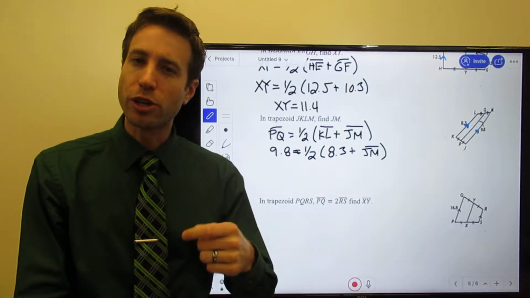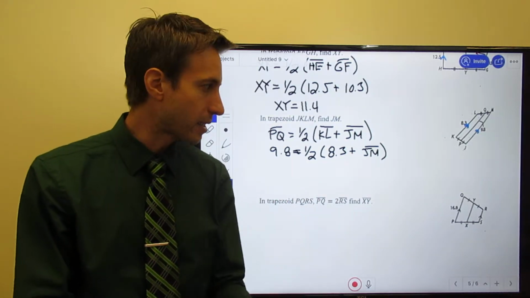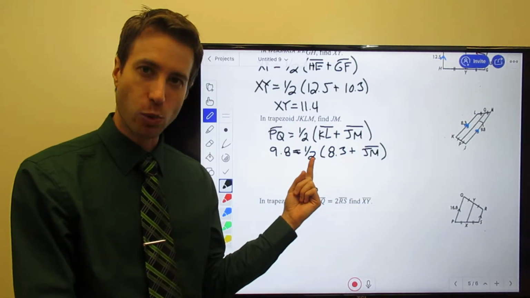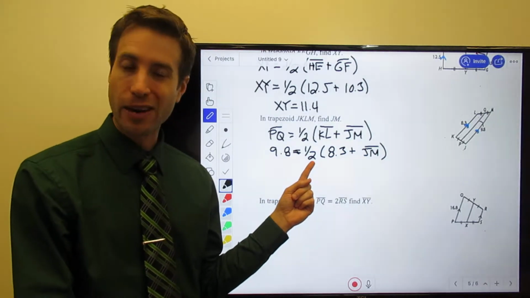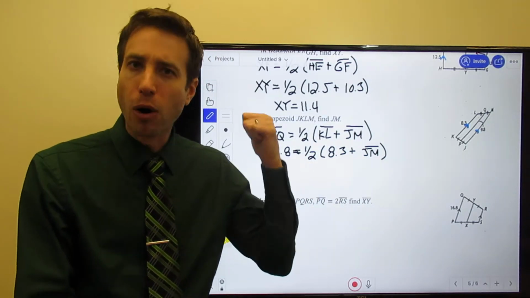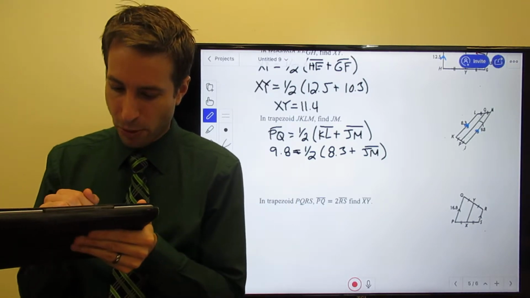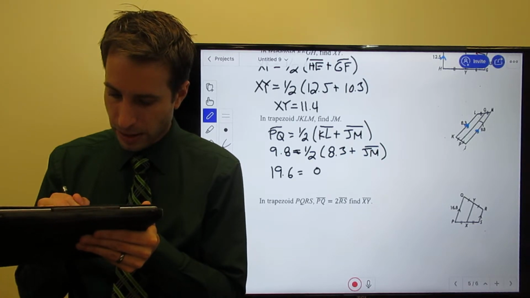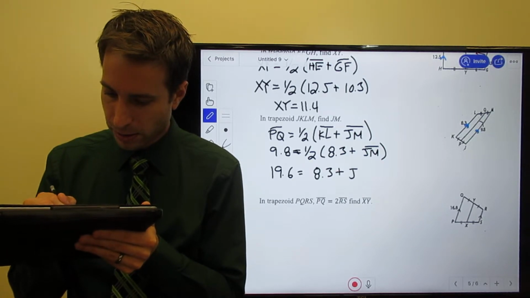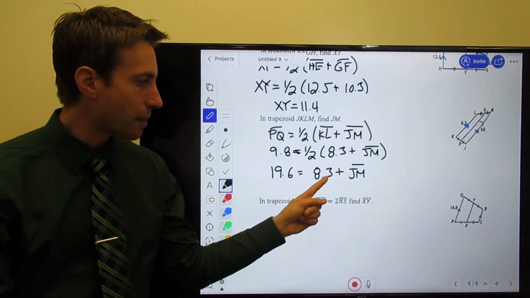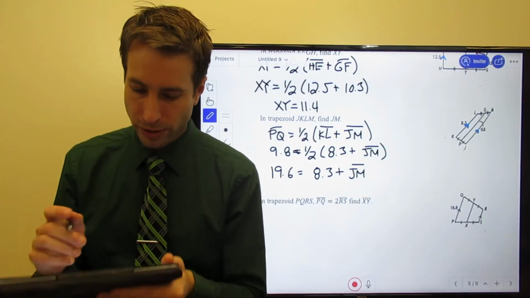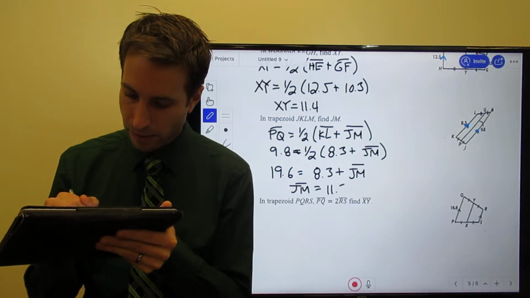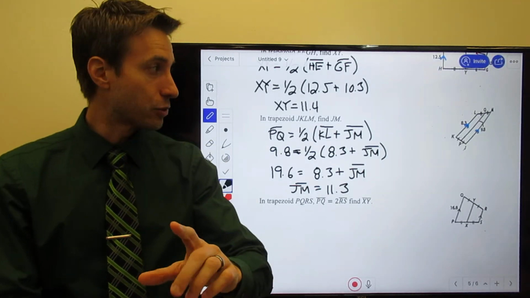Okay guys, please make sure that you are using your algebra skills correctly here, right? I need to solve for JM. But the first thing I'm going to have to do is get rid of this 1/2. Since I have division by 2, how do I move it to the other side? I've got to multiply by 2 on the other side. So 9.8 times 2 is going to be 19.6 equals 8.3 plus JM. It's a positive 8.3, so subtract 8.3 to the other side. JM is going to be 11.3.